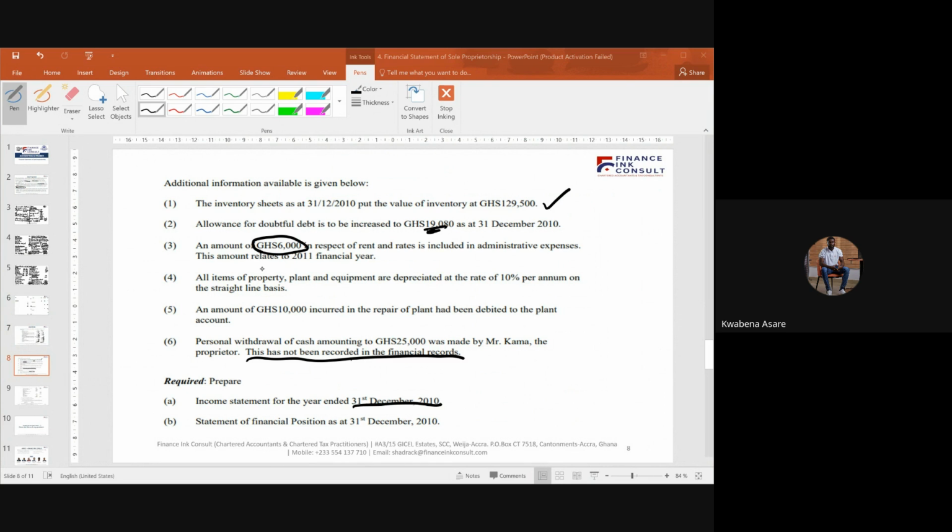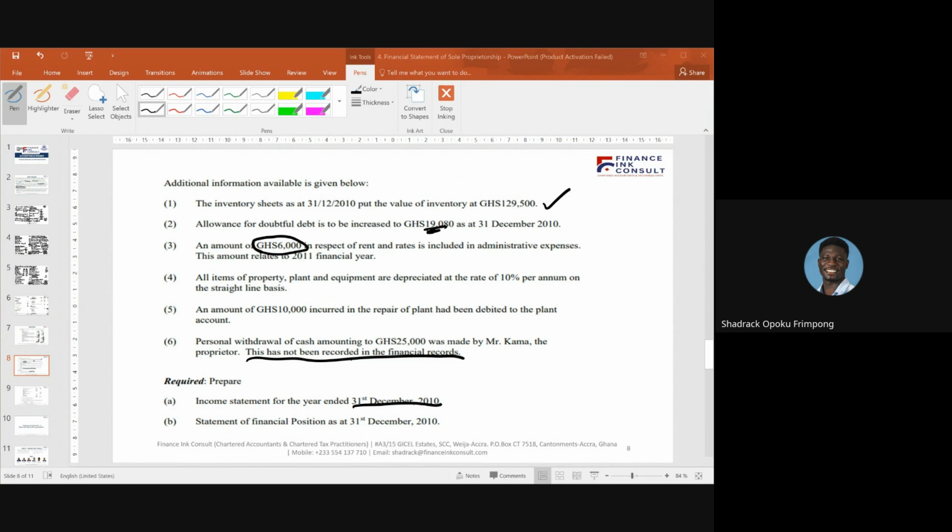The additional information, is it a question that we are supposed to solve with the trial balance, the trial balance that's given? Yes, it's part of it. So what happens is that there are some of the things that they wouldn't have included in the trial balance. I don't know if you get it. There are some things that were not included in the trial balance.